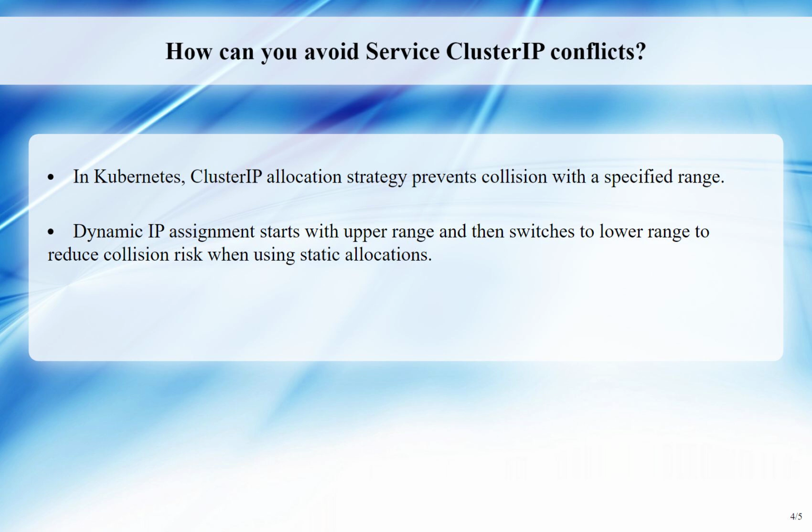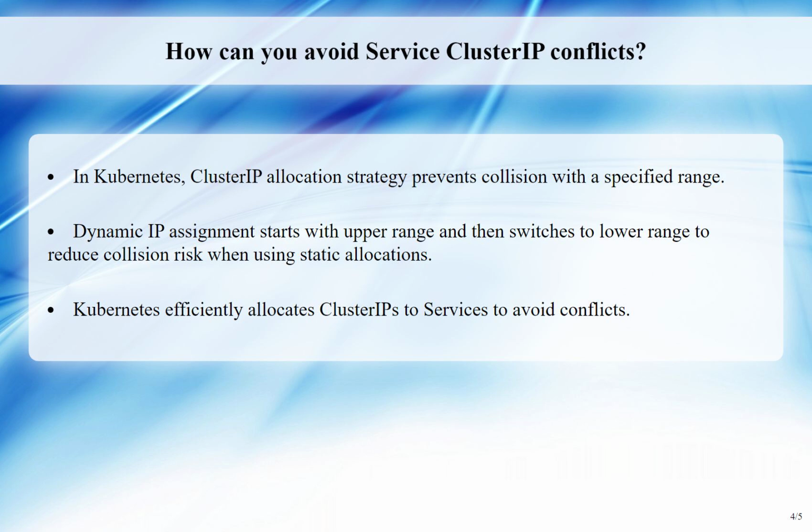Dynamic IP assignment starts with the upper band and switches to the lower range once the upper band is exhausted. This allows users to use static allocations on the lower band with a reduced risk of collision. By following this allocation strategy, Kubernetes effectively manages the distribution of cluster IPs to services while minimizing the possibility of conflicts.